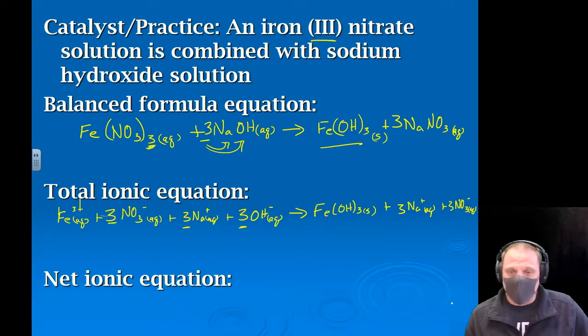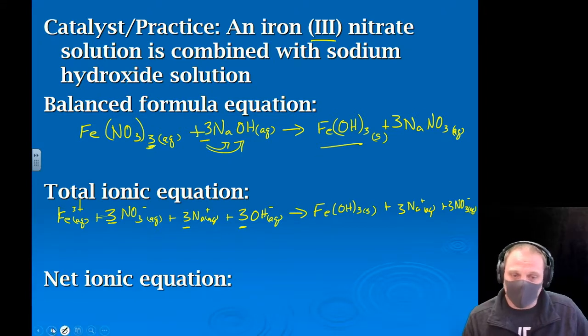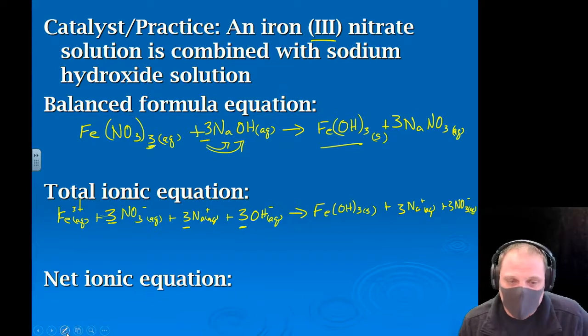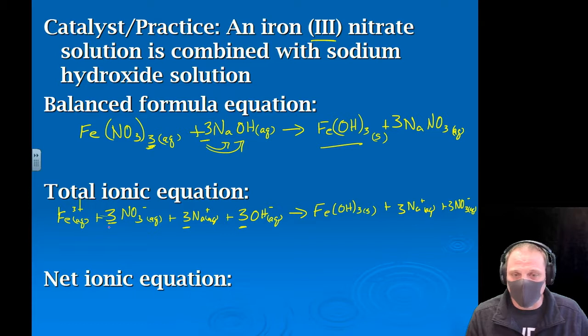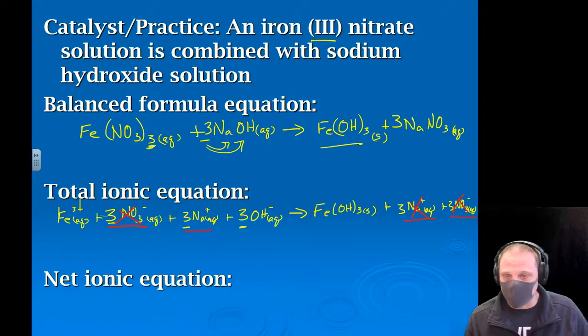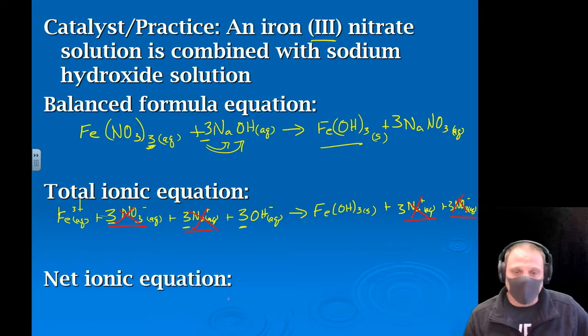Now remember, it says that we're supposed to look at our spectator ions, right? So which ones are our spectator ions? If they're the same on both sides, we get rid of them. 3 NO3 minus, 3 NO3 minus, we can get rid of that. Those are spectators. 3 Na plus, 3 Na plus, those are the same, so we can get rid of them. What's left has got to be your net ionic equation.